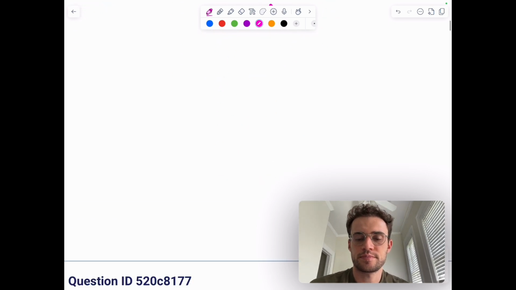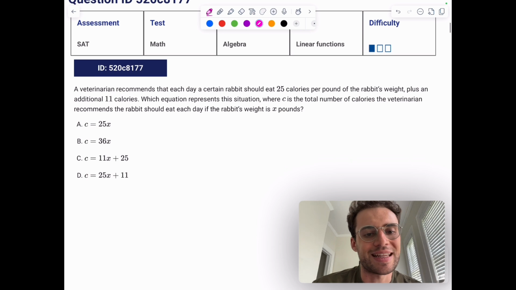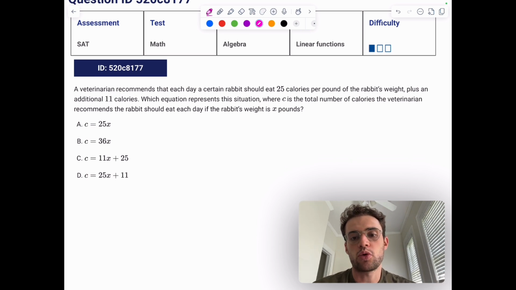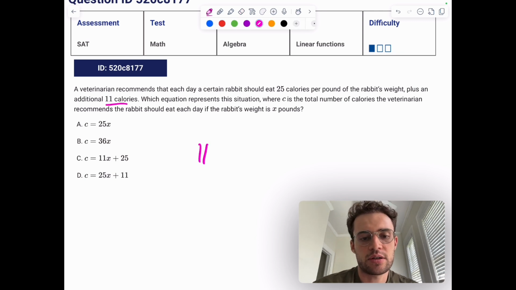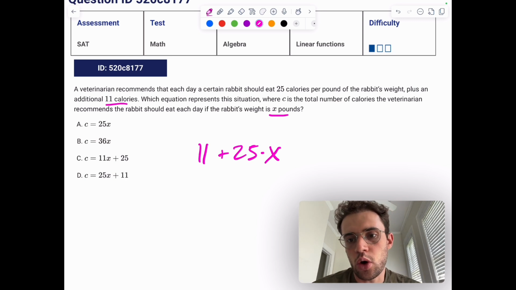Option D. A veterinarian recommends that each day a certain rabbit should eat 25 calories per pound of the rabbit's weight, plus an additional 11 calories. So that's 11 calories no matter what, even if it weighed 0, plus 25 times the number of pounds. Let's call that P. Or actually, right here we see it's going to be X, but 25 times X. Which equation represents the situation where C is the total number of calories?